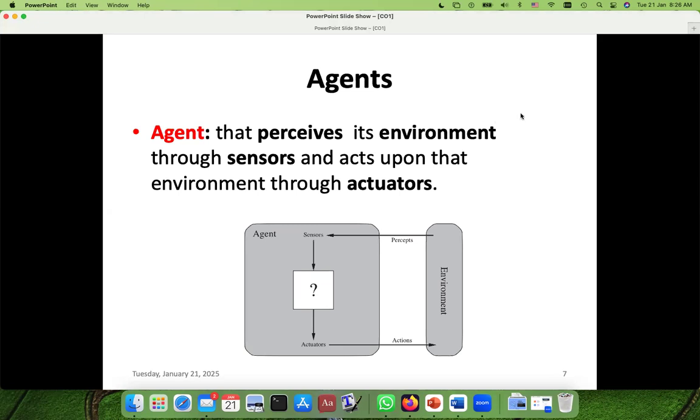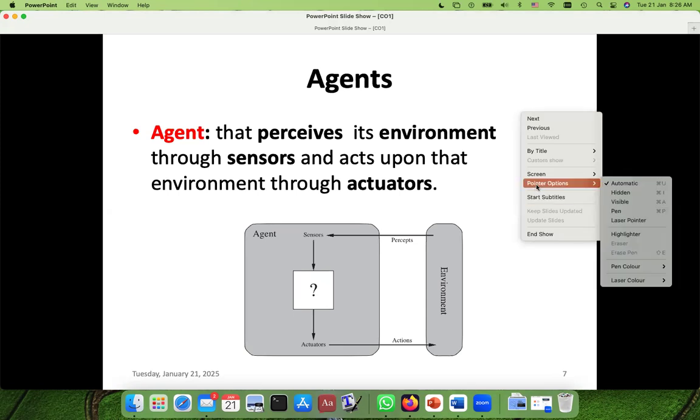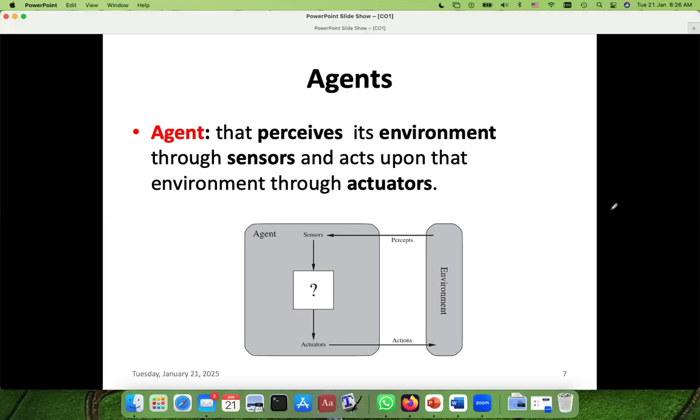Okay, so this is the slide from where we have to start, and it is about agents.